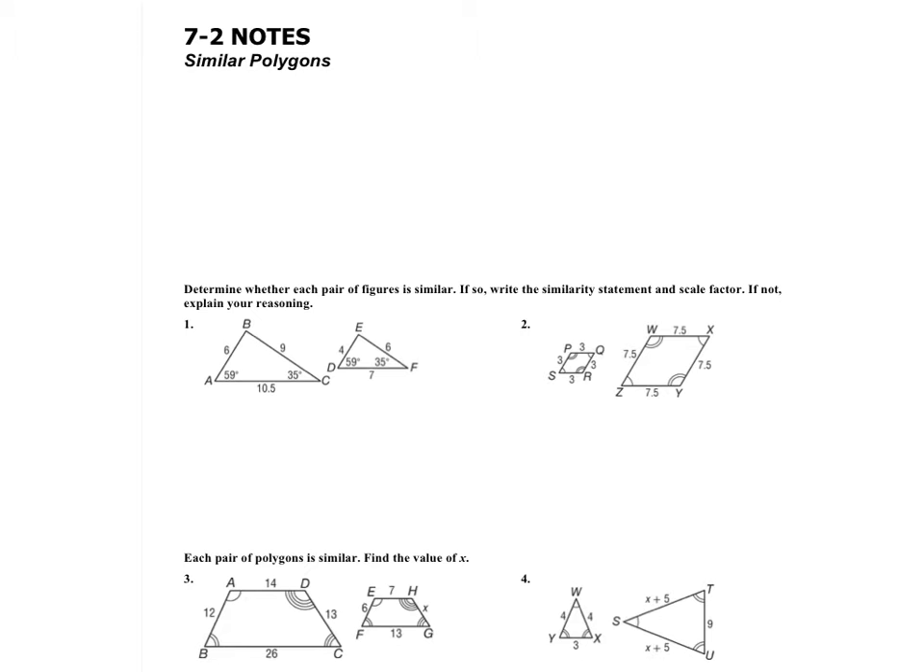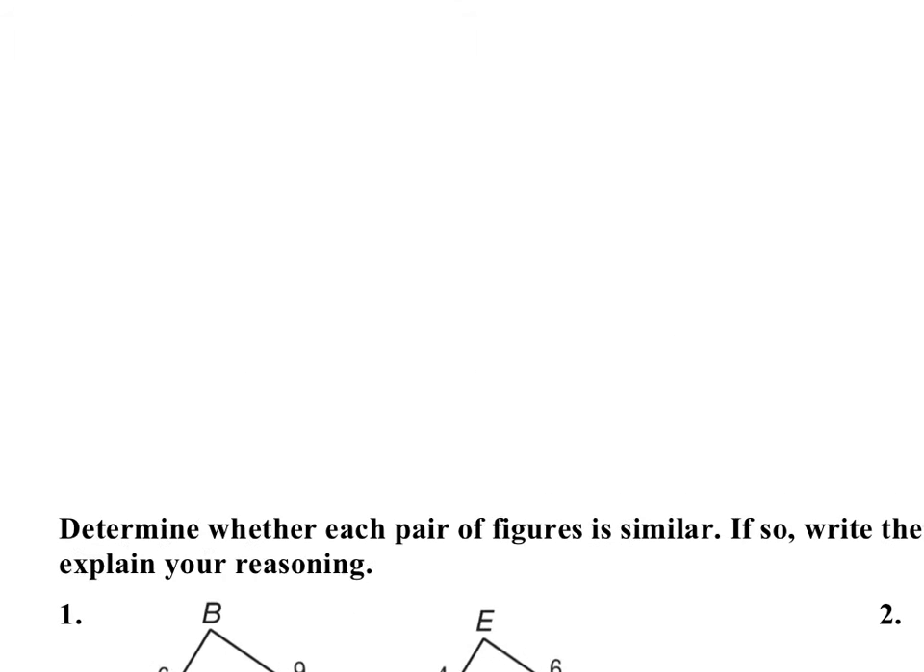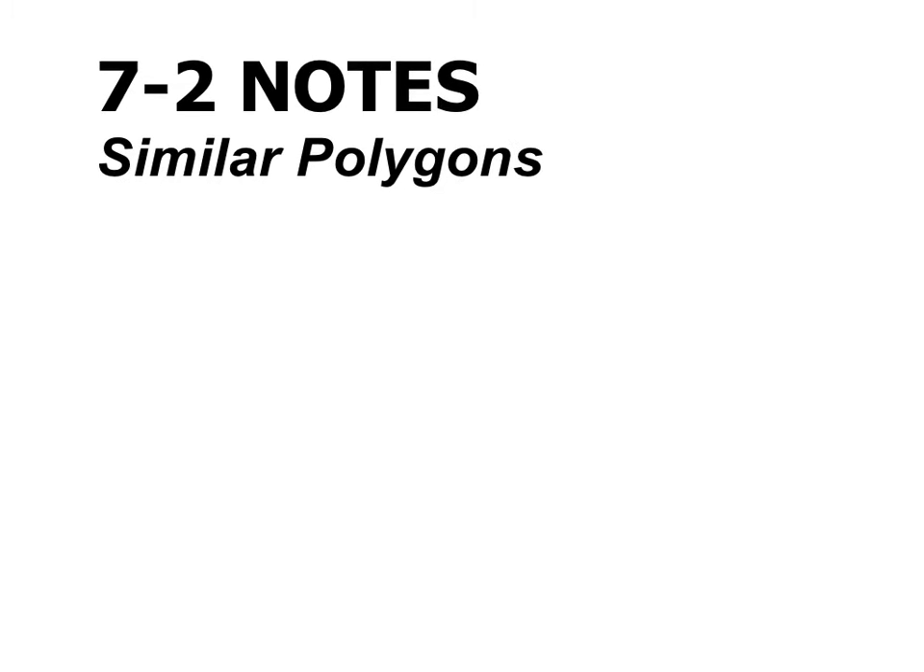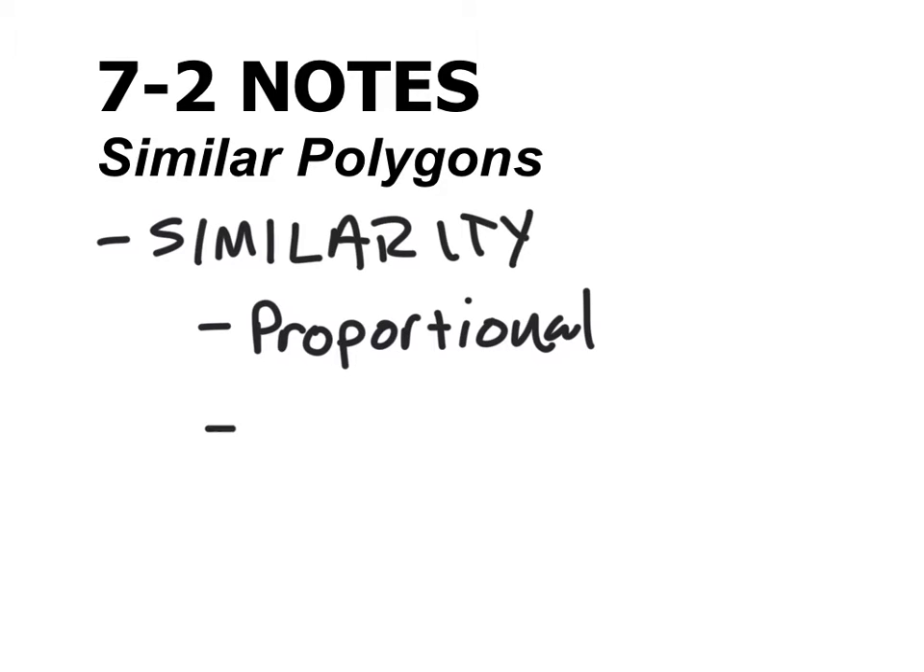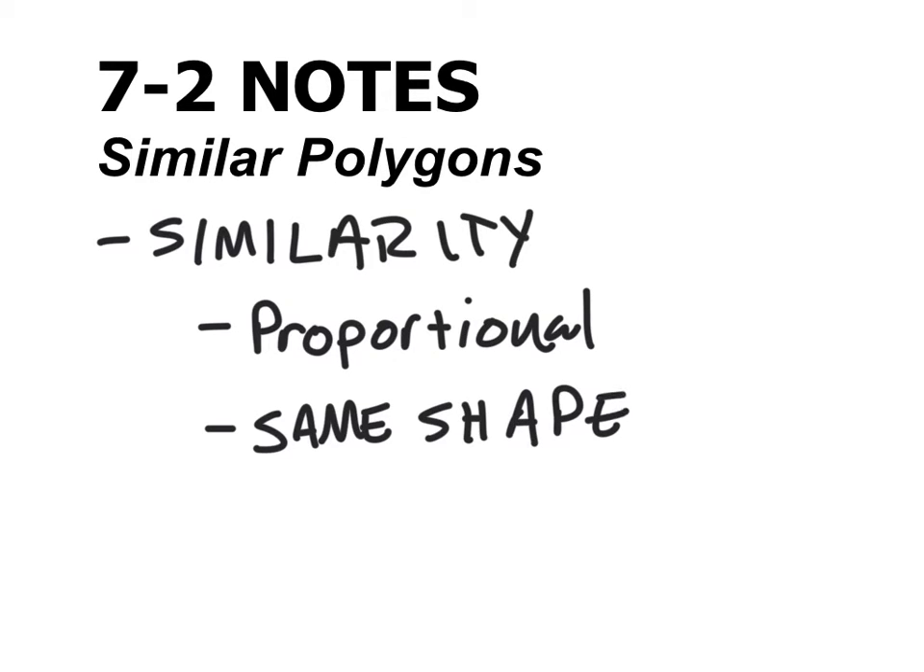This is a section about similar polygons, and let's talk about what similar polygons mean, or what the word similarity means. So I'm going to write the word similarity, and that means that things are proportional. When I say proportional, I mean similarity. It really just means, in layman's terms, same shape, different size.